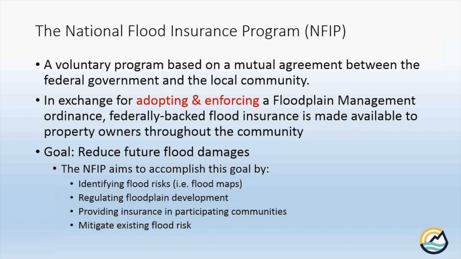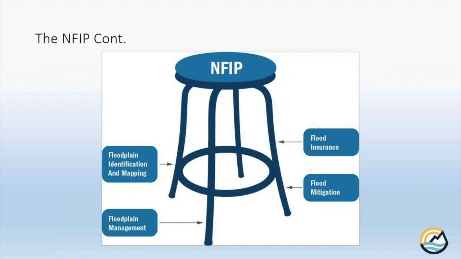The best way to think about the NFIP is as a four-legged stool. You've got the four legs: identification and mapping, management, insurance, and mitigation. All four legs really do hold the program up. If you take one of them away, the program becomes unbalanced and wants to topple. It doesn't work as well. It has to have all four parts to function.